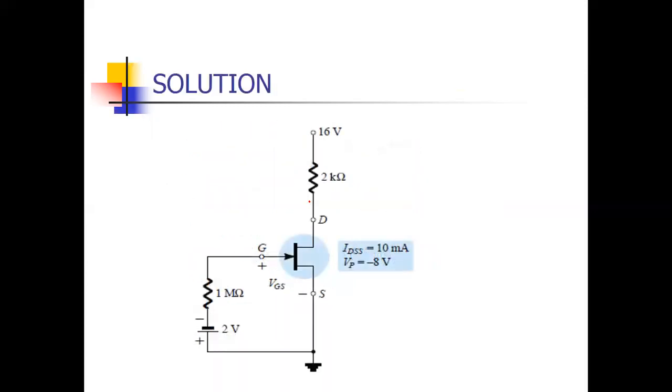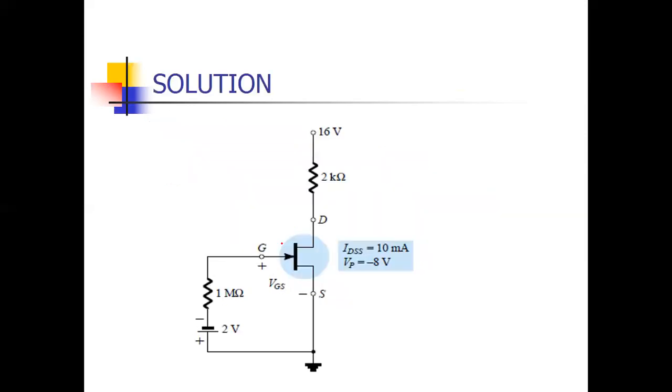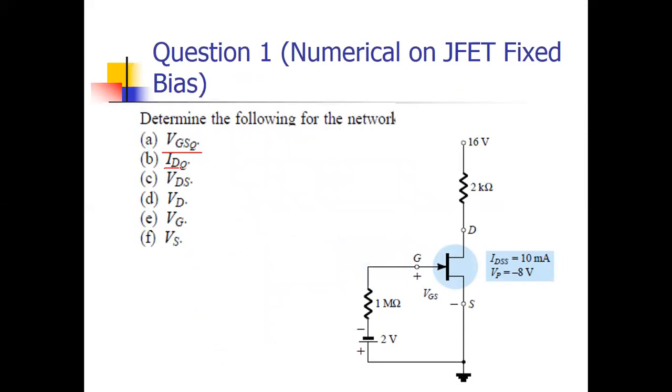So if you can see, the value of IDSS and VP is already given. IDSS is 10 milliampere, VP is minus 8. So put all the values of IDSS 10, VP minus 8, and VGS you have already calculated in part 1. So put all these values, you will calculate the value of ID. Remember, don't forget the concept of units. So now IDQ is 5.625 milliampere. So two parts are done. Part 1 VGS and part 2 ID is also done.